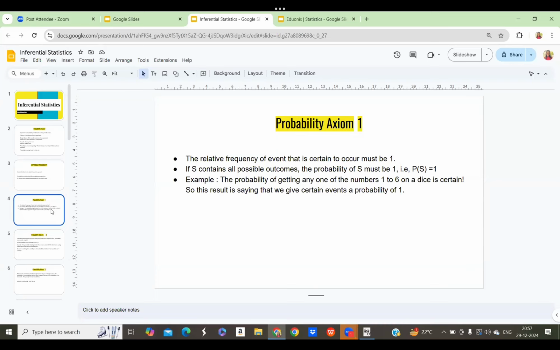Okay, let's say in a bowl you have 5 marbles, 5 marbles of 5 different colors. Now if I ask you what is the probability of getting a red color marble, can you tell me? I'm repeating the question. You have 5 marbles of 5 different colors in a bowl. Now I'm asking you what is the probability of picking up one red color marble from that bowl?